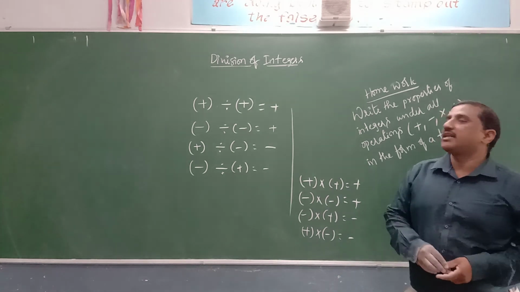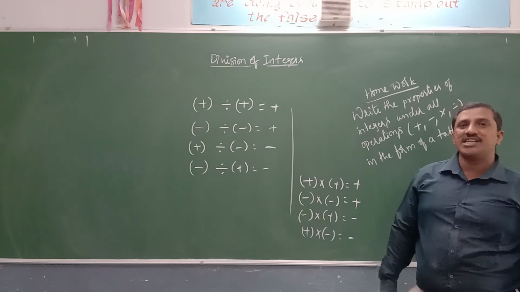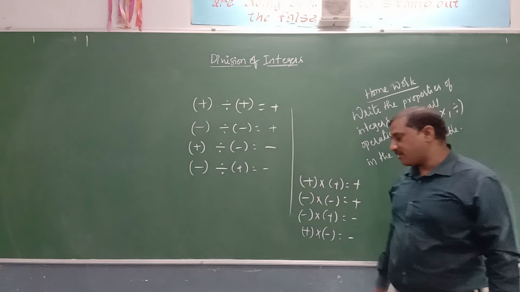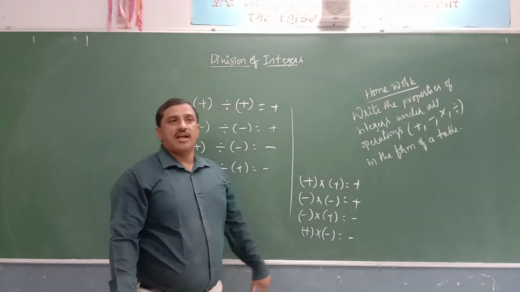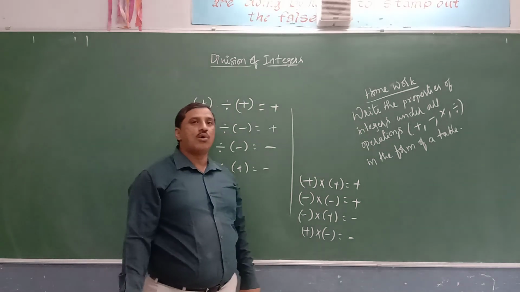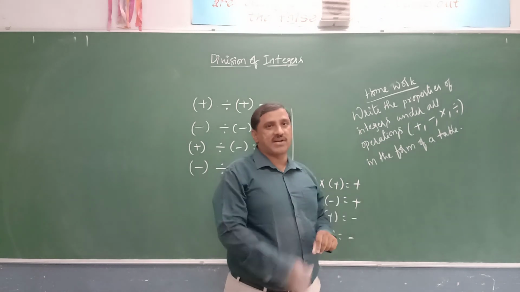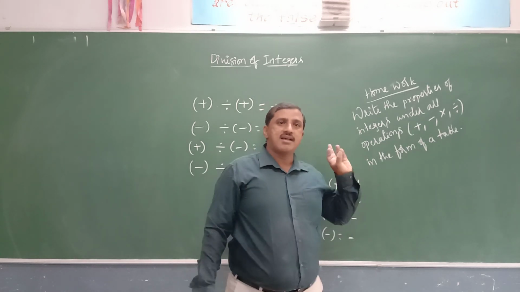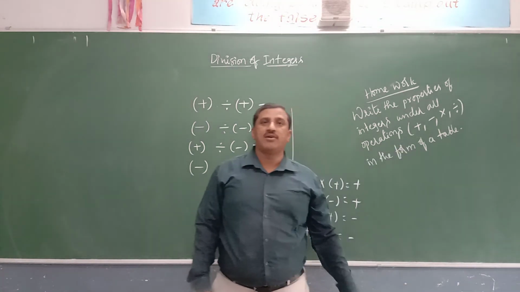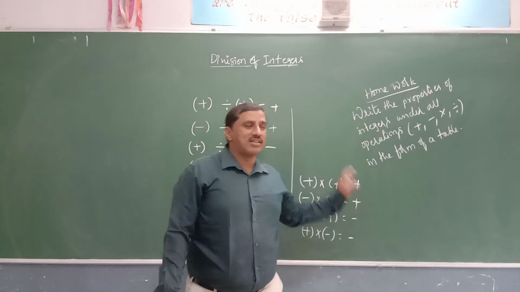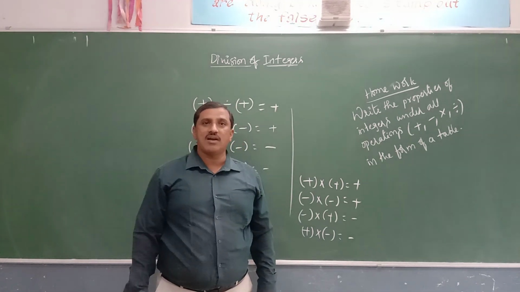And we studied the properties of integers like the closure property, commutative property and associative property, which are not satisfied by integers under division. I hope you understand today's concept of division of integers. Your homework is to write the properties of integers under all operations, that is addition, subtraction, multiplication and division, in the form of a table. In the form of a table, write all these properties of integers under all the arithmetic operations.